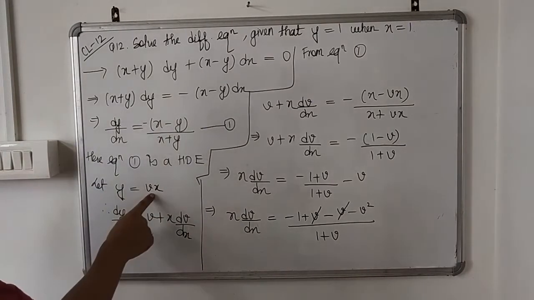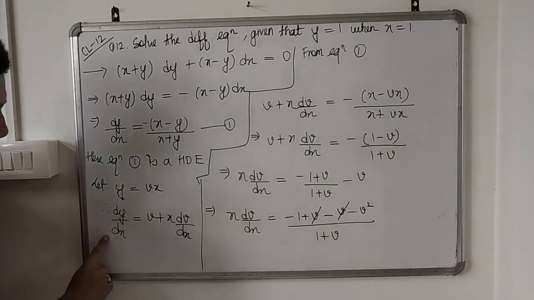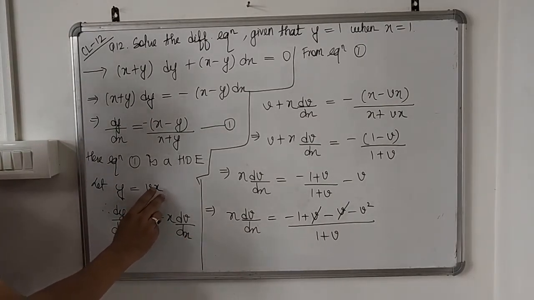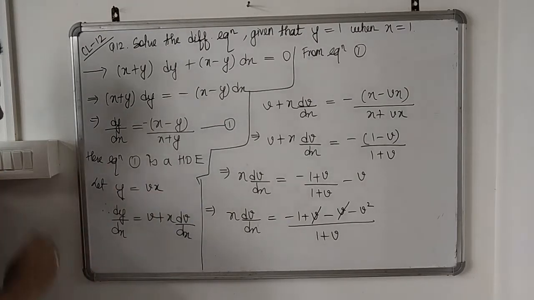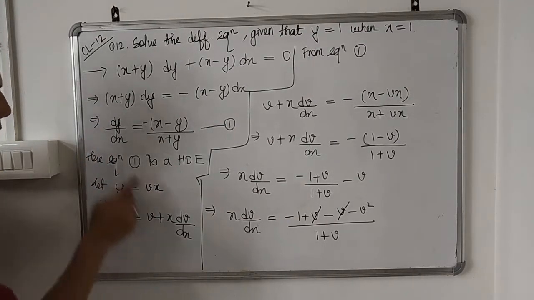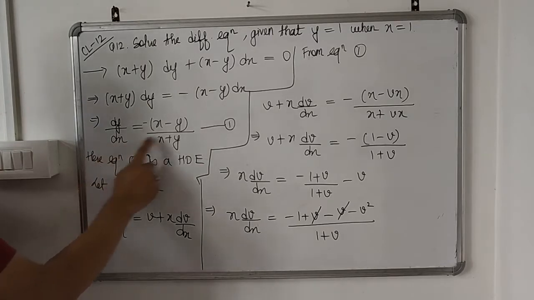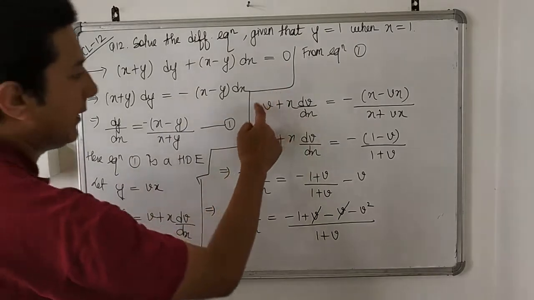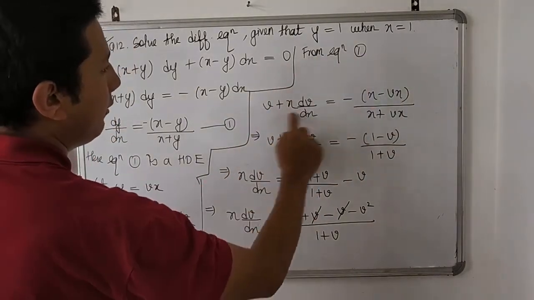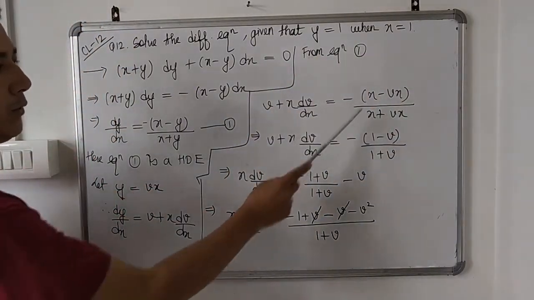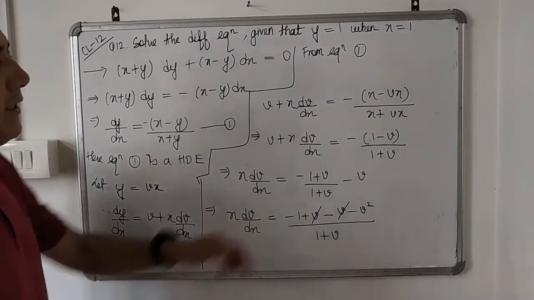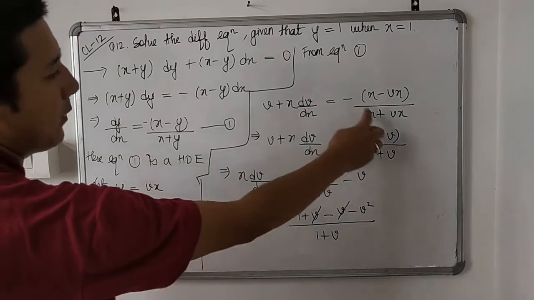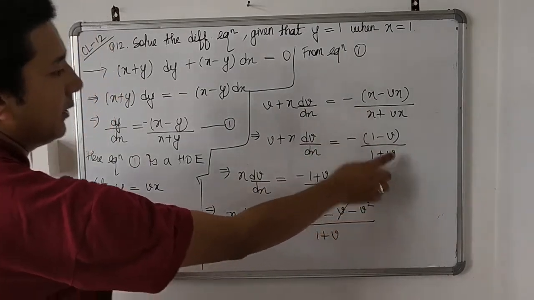So y is equal to vx, therefore dy by dx will be v plus x dv by dx, using the u into v rule, because v is a function of x. Now we'll put the value of dy by dx in equation number 1, and we'll also put the value y is equal to vx in equation number 1. On doing that we will get this from equation 1. We'll get this. The same thing out here, you can cancel after taking x common in the numerator and denominator. x gets cancelled out, so you'll get minus 1 minus v divided by 1 plus v.